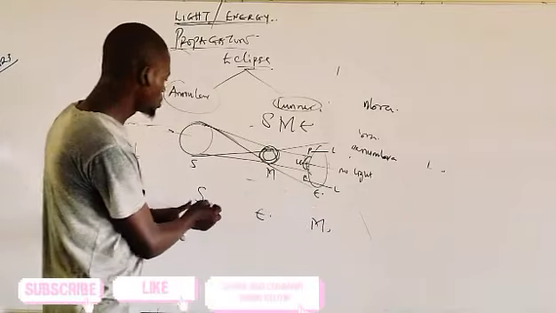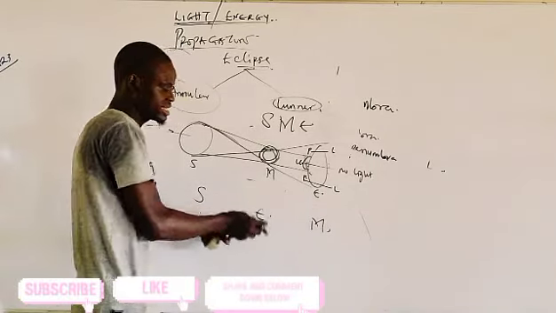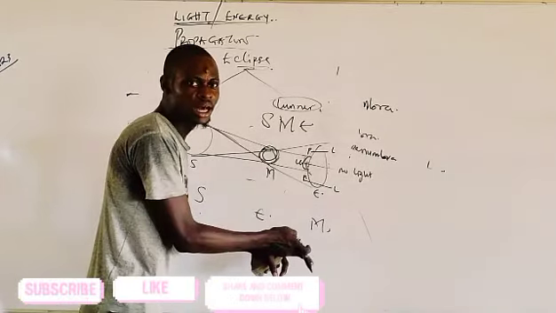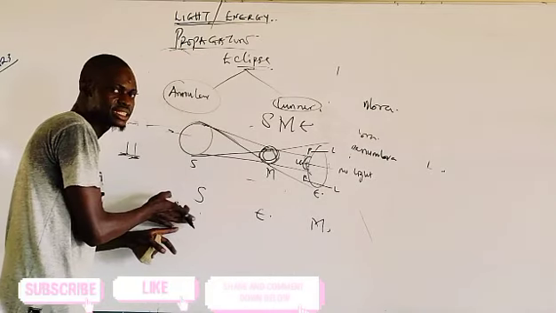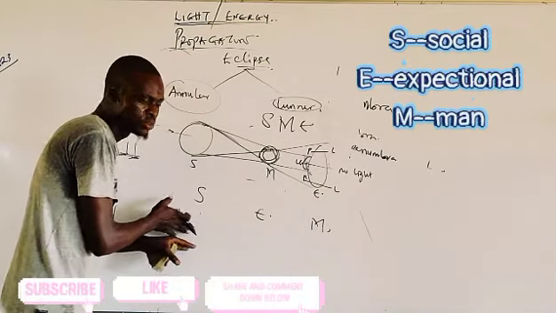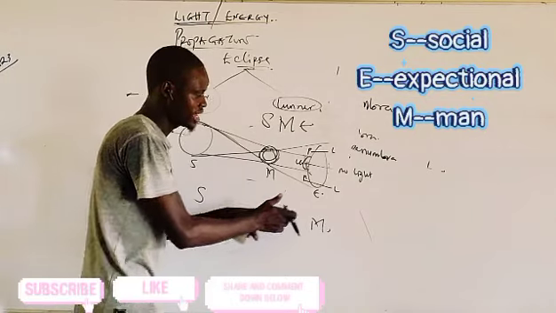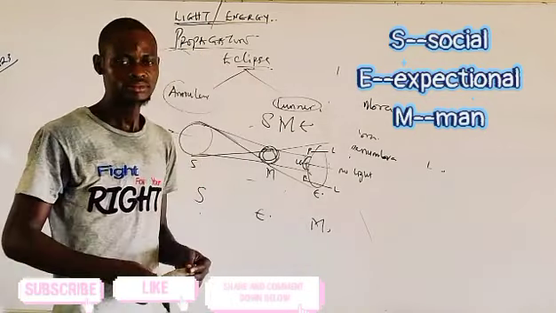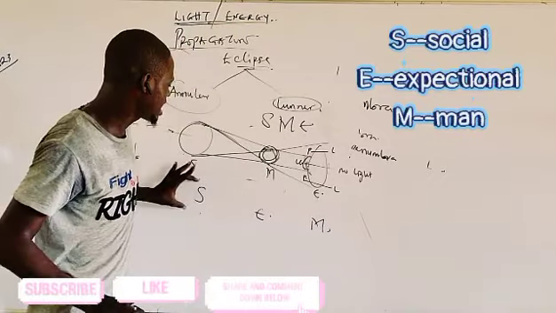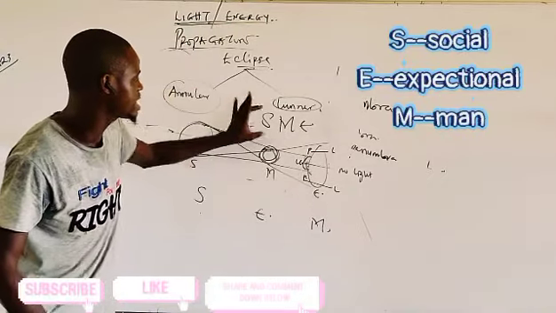Please take note. A lunar eclipse is SEM. S as in social, E as in exceptional, and M as in man. So we can have SME and SEM.